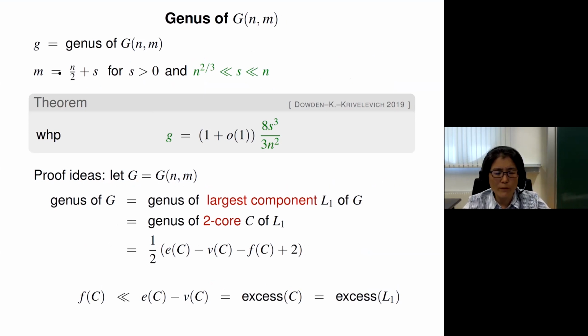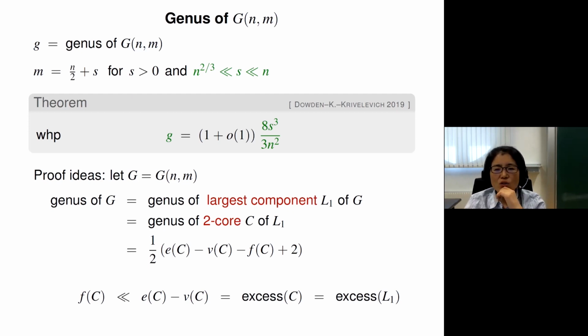So when m is n over 2 plus s, and s is much larger than n to the 2/3 and much smaller than n, because the proof is nice. It's a beautiful proof. That's why. And also throughout the talk, I think this is my single proof. In this regime, the so-called weakly supercritical regime, Dowden, Krivelevich, and myself could show that with high probability, the genus is asymptotically a constant times s cubed over n squared. It's a very curious quantity.